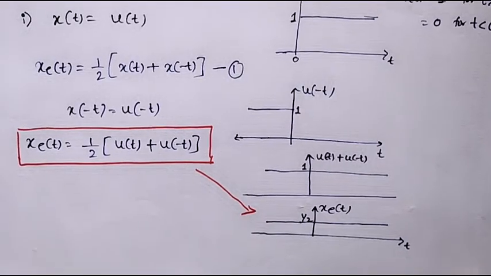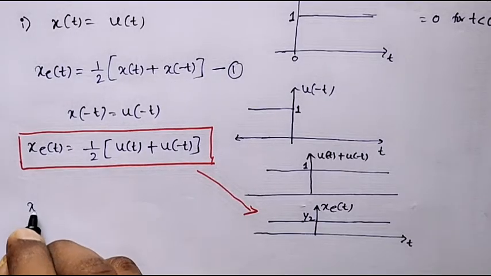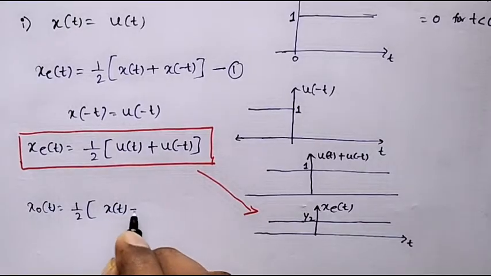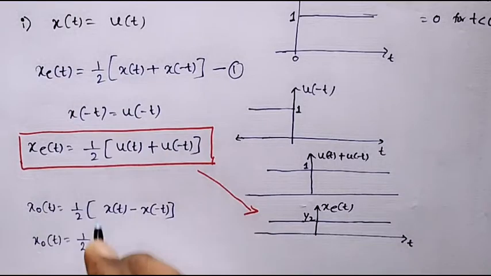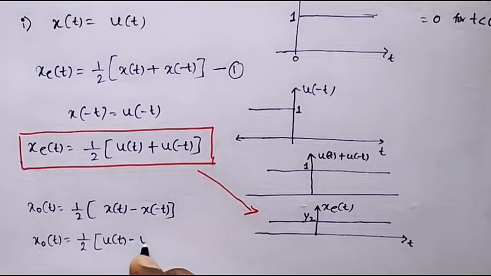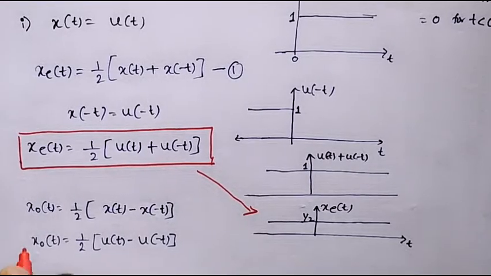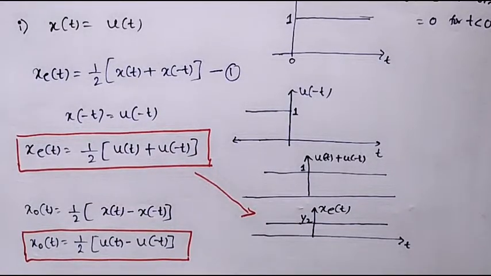Now let's calculate the odd component of the signal x(t). The odd component is given by the expression x_o(t) = 1/2 [x(t) - x(-t)]. Therefore I can represent it as x_o(t) = 1/2 [u(t) - u(-t)]. This is the odd component of the given x(t). Now I will draw the waveform for x_o(t).